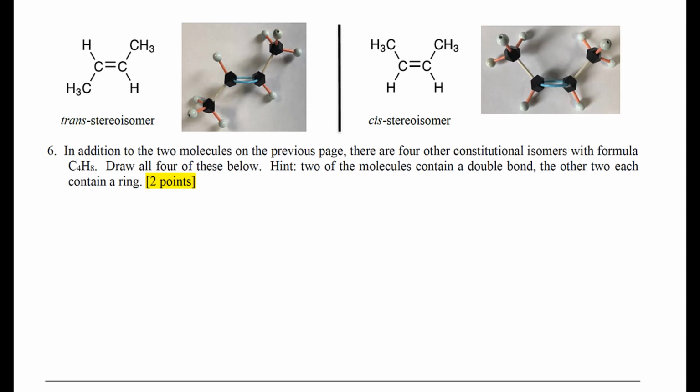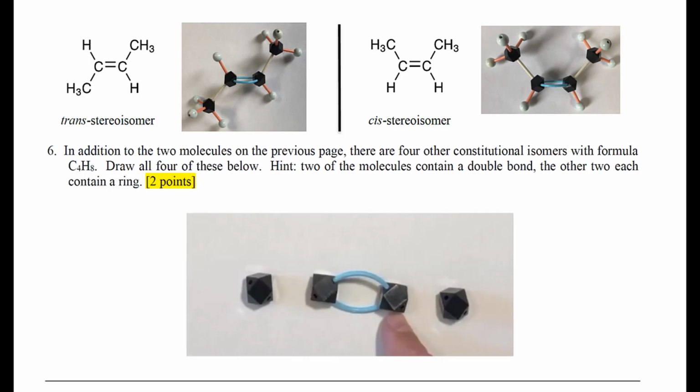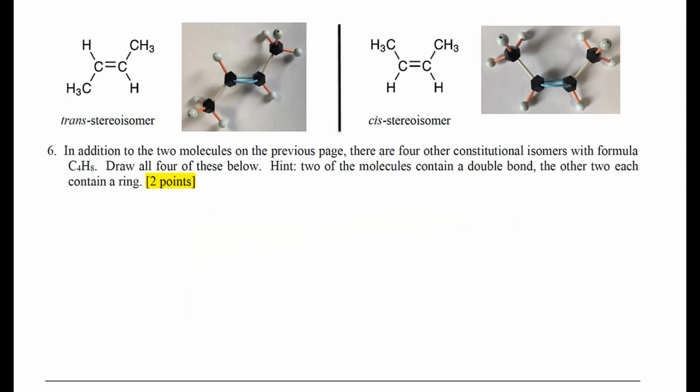I'll give you a couple of hints. First, we know we're going to be looking for 2 isomers that contain carbon-carbon double bonds. So just pre-build the CC double bond and then attach 2 more carbons in a way that doesn't duplicate the top 2 structures. To find the isomers that contain rings, I suggest the following strategy.